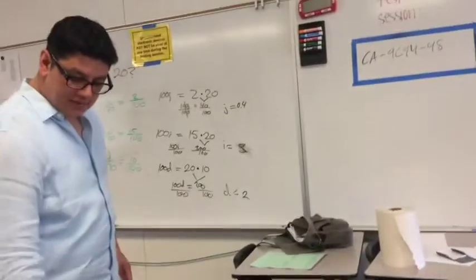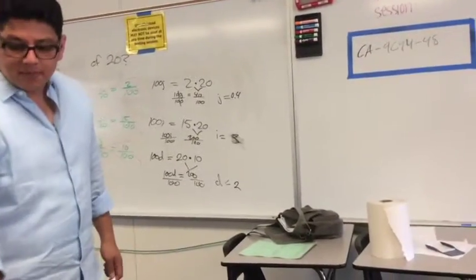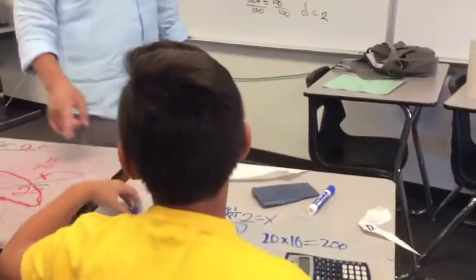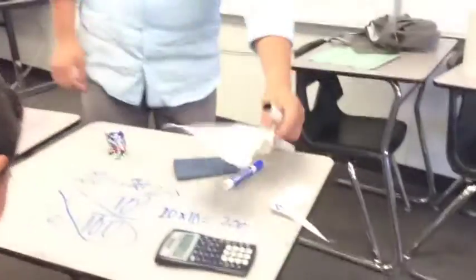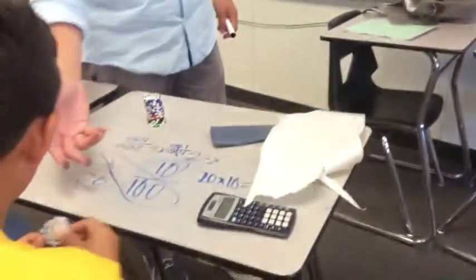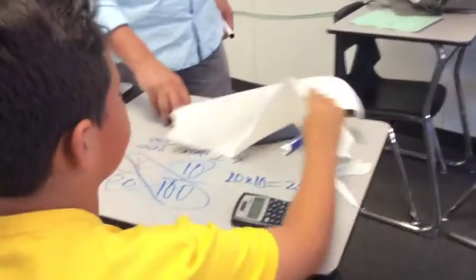This is 10% right here. That's 10% of 20. No, we're not doing values right now. We're just doing quantity. Jacob, what was your answer? 3. So that means that 15% of 20, if I were to give you 15% of these chips, I'd give you that many. 3. See that?